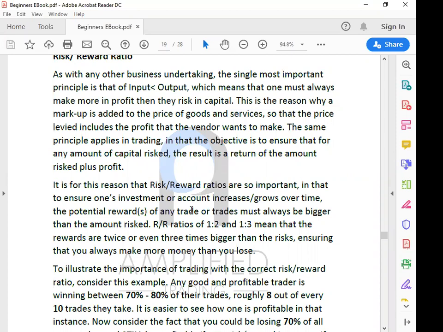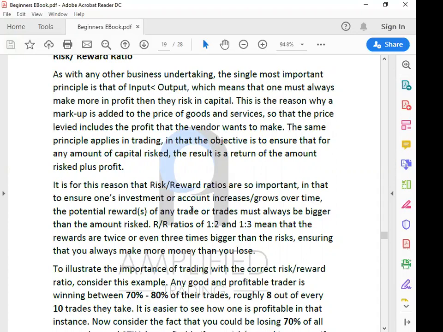Okay, so for example, if I want to make $30 per trade that I actually place, which is obviously the wrong way to look at it, because when you're placing a trade, you never look at how much you want to make. The first thing you look at is the risk side of things. Okay, how much will I be okay if I lose $10 out of this $1,000 account?